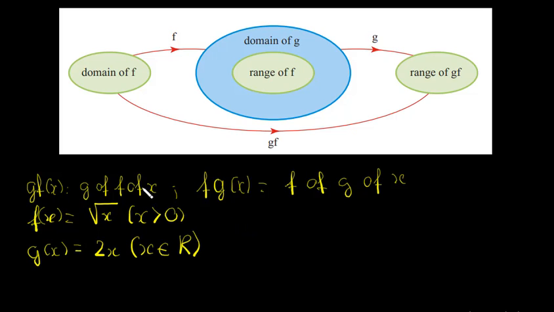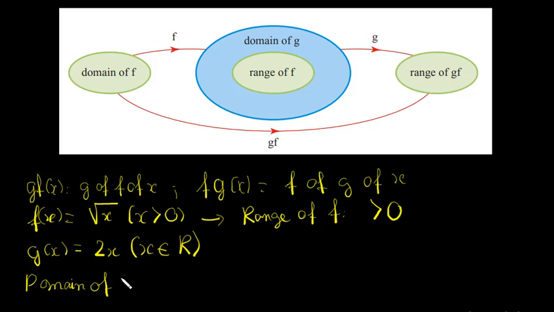When f(x) equals the square root of x, the range of f would be numbers which are greater than 0, because the square root of a number greater than 0 will be greater than 0. And then the domain of g(x) is any real number.